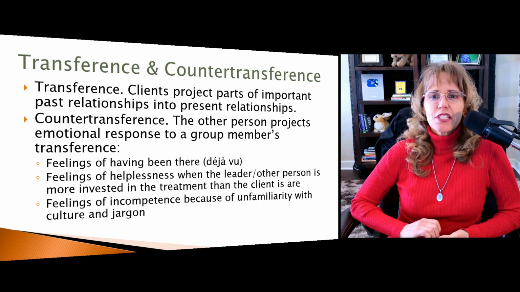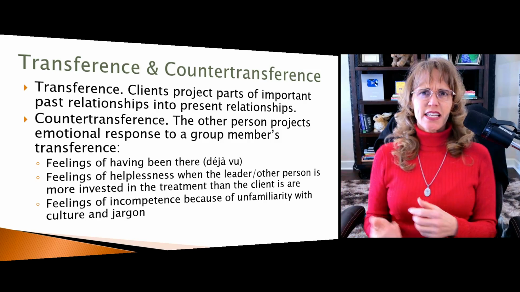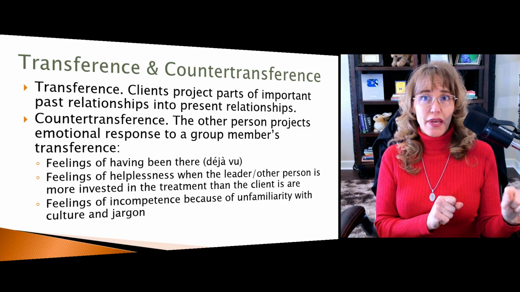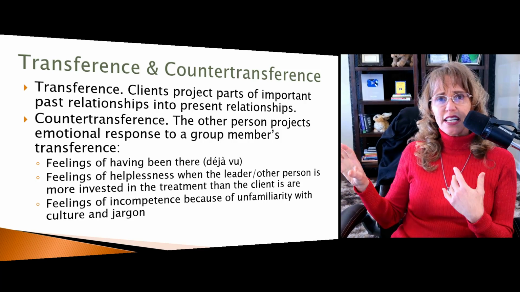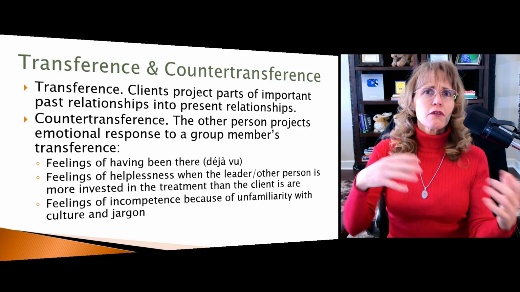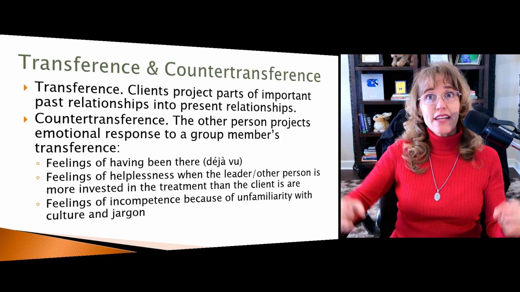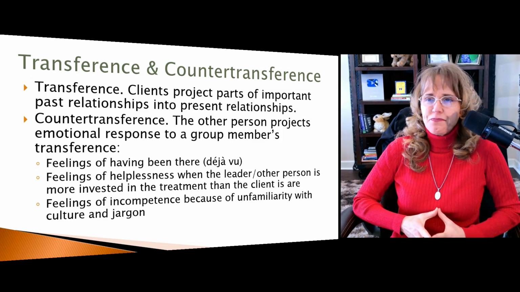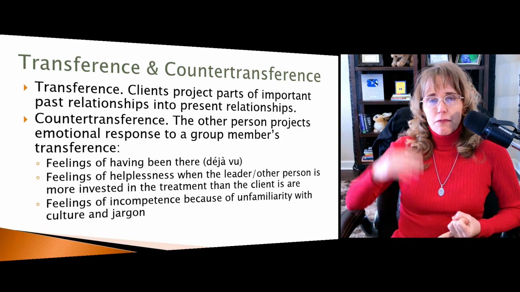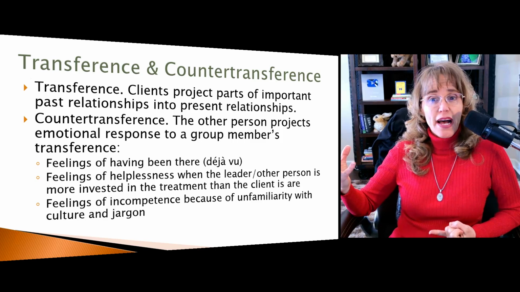Countertransference is when the other person projects an emotional response onto the group member's transference. So Jim Bob walks in, he automatically starts feeling stressed out and oppositional towards Tommy. Tommy perceives that as hostility and rejection, so he starts reacting accordingly. And we're all reacting in this situation based on something that's not even occurring in the present moment. It's based on a past traumatic event. We need to recognize that these things can happen because of schema, memories that people have of things they've been through before, typically traumatic events.